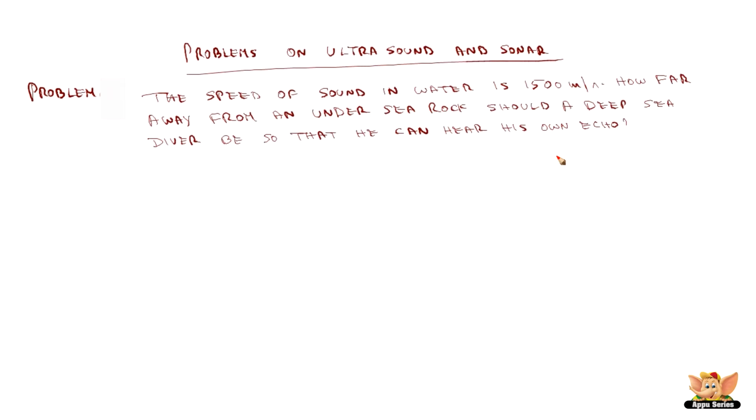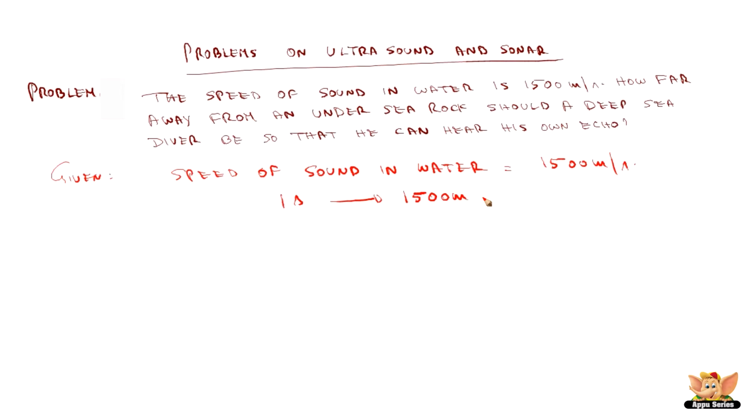It's a little tricky one because you have only one data parameter, which is speed of sound in water. So the given is speed of sound in water, which is 1500 meter per second. What does it mean? In 1 second, the speed of sound is 1500 meter. Now, he hears his own echo. Let's say 1 second it is. Then how far away from an undersea rock should a deep diver be?